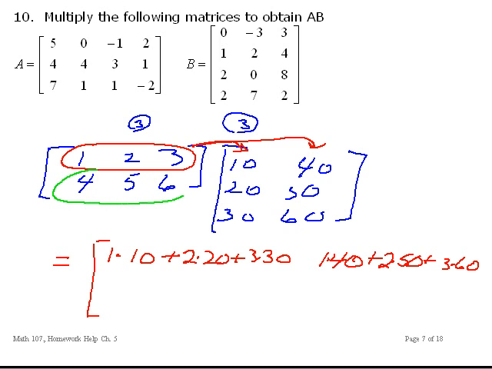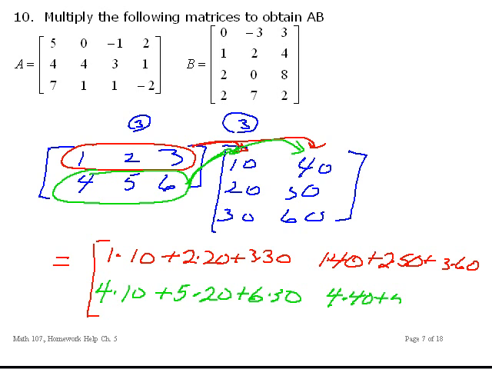Now I look at the next row and I do the same thing. I take this row against the first column. So that will be 4 times 10 plus 5 times 20. See, matrix multiplication is a combination of addition and multiplication. Plus 6 times 30. That gives me that entry. See, I'm building a new matrix. Then I go over here against this one: 4 times 40 plus 5 times 50 plus 6 times 60. And that's my matrix.